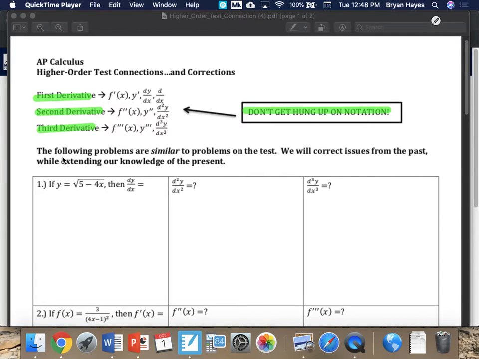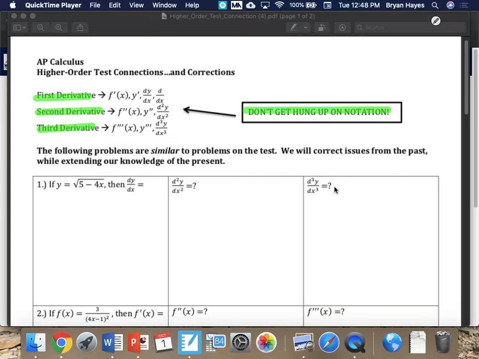What we're going to take a look at here, I'm going to model a couple of examples of problems that were very similar to problems on your test. Our objective is to correct issues from the past while extending our knowledge of the present. We're going to take a look at a problem very similar from the test, several of them. We're going to find the first derivative, the second, and then ultimately the third derivative.